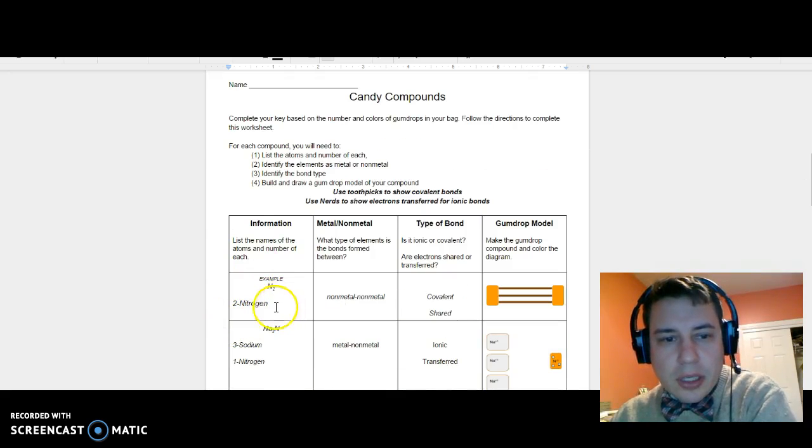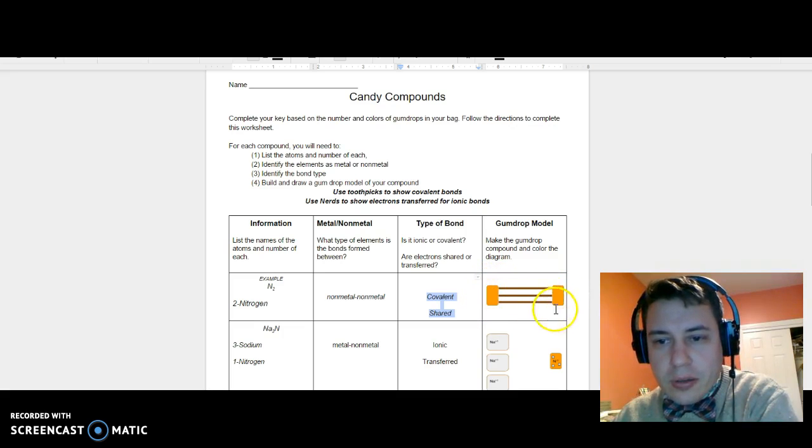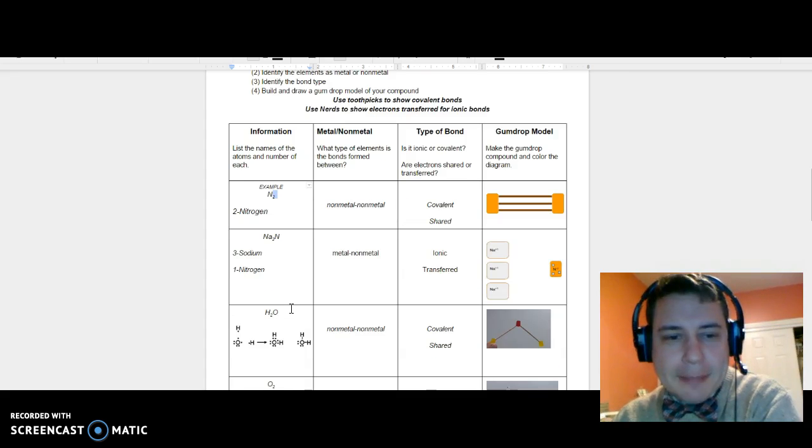We modeled N2. We saw that that was a non-metal bond. It was a covalent bond because it's non-metal, and in all covalent bonds, the electrons are going to be shared. And then we built our object in which we had our orange gumdrop representing nitrogen, our second orange gumdrop representing the second nitrogen, since it's N2, and then our three covalent bonds. And we drew up on the board how we could come up with those covalent bonds in class today.